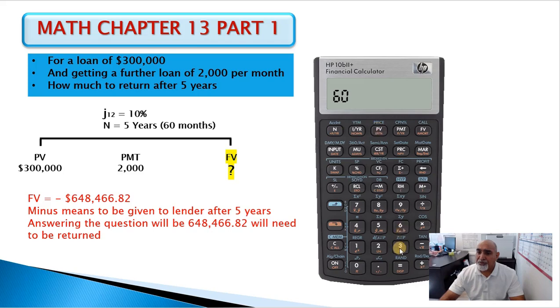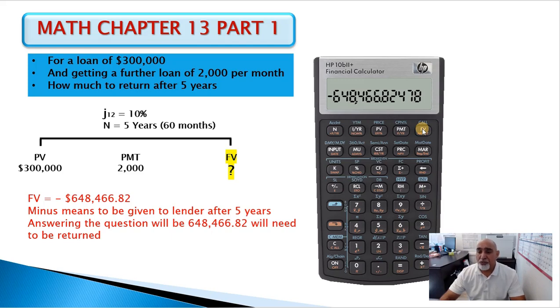Loan, we got a loan of 300, so it's positive. There, we don't touch this button. Oops, sorry, mistake. This needs to go here. Okay, let me do that again. 300,000 PV. Okay, payment 2,000. That means we're getting a further loan. Someone's giving us 2,000 more every month. Normally we make payments for that loan, but this is just to learn the calculator. We're getting a further loan of 2,000. That means positive. At the end, we would owe 648.